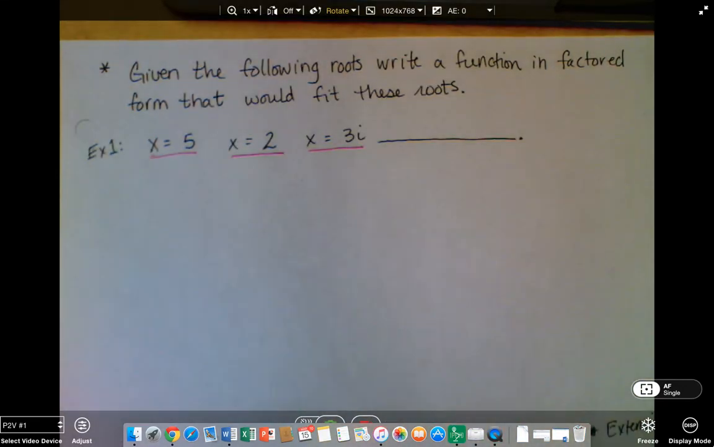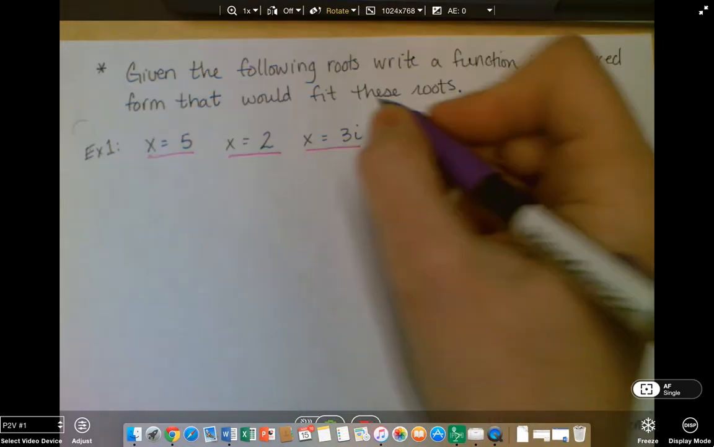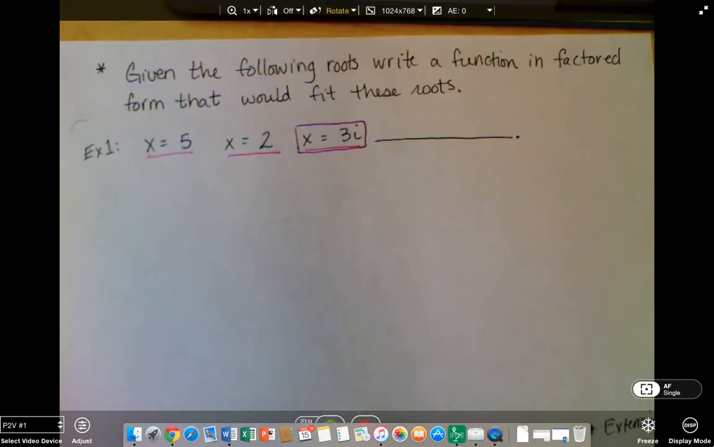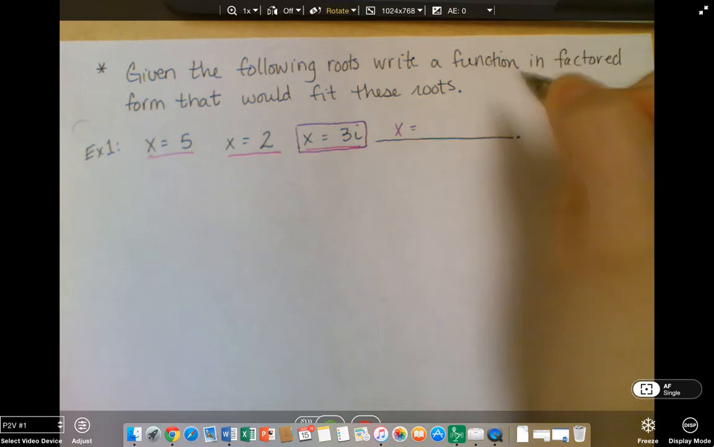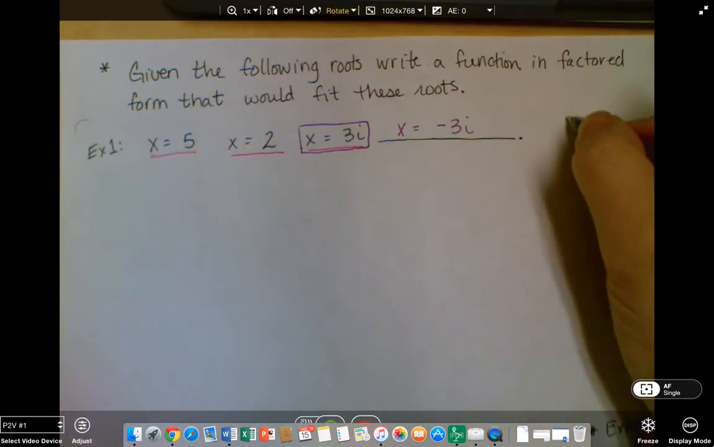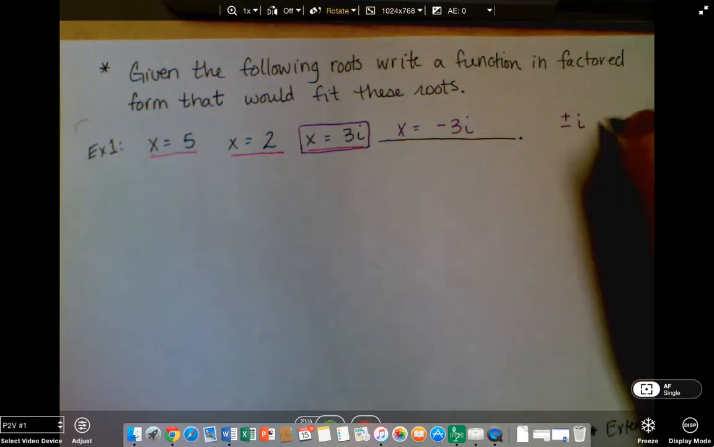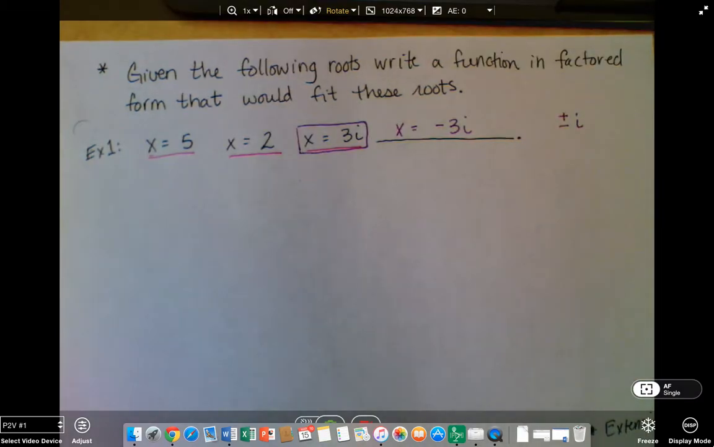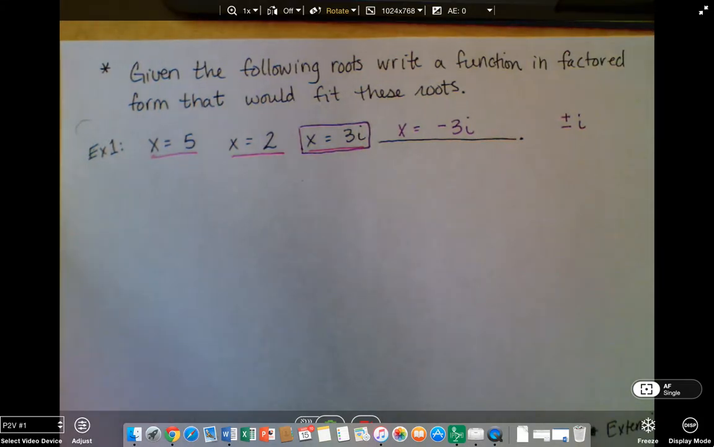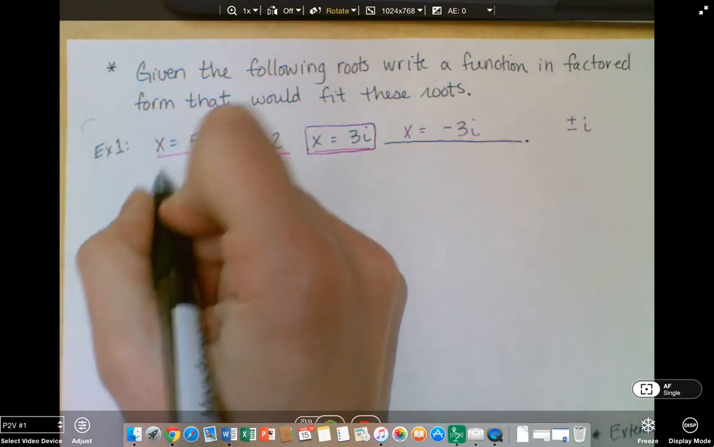But really, this one right here is almost like a trick, because they're saying x equals 3i, which means that x must also equal negative 3i, because they always come in pairs, plus or minus i, because it's a square root. So we're going to take our 4 roots now, the 3 that were given and the hidden root, and we're going to write a function.